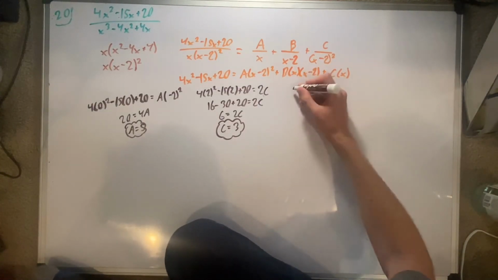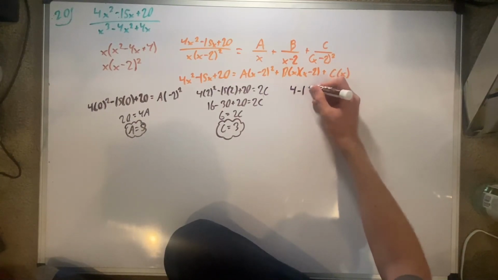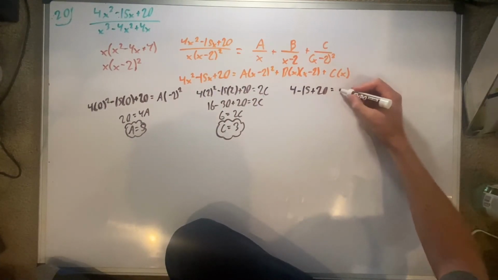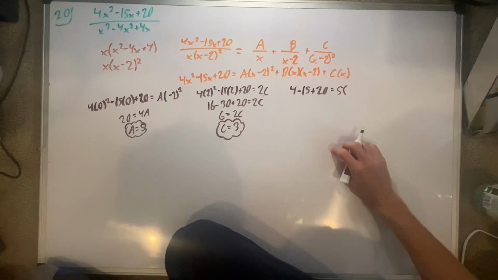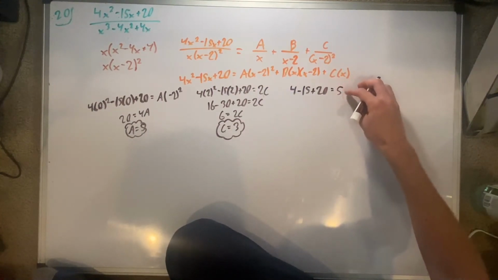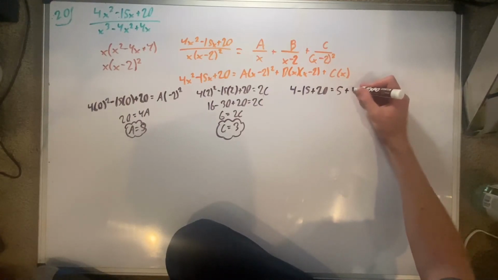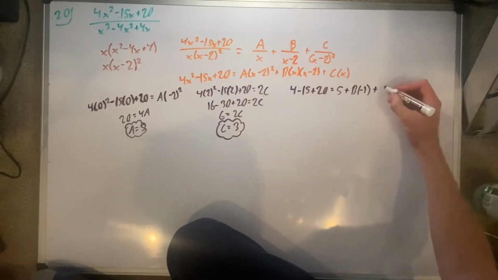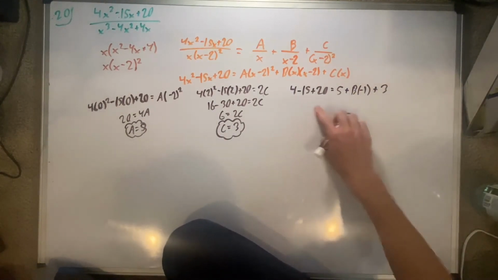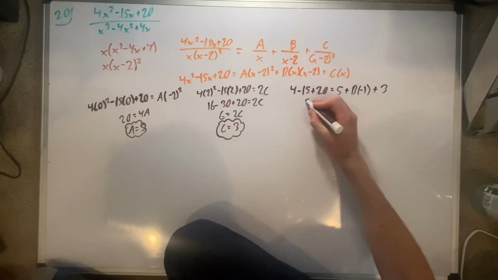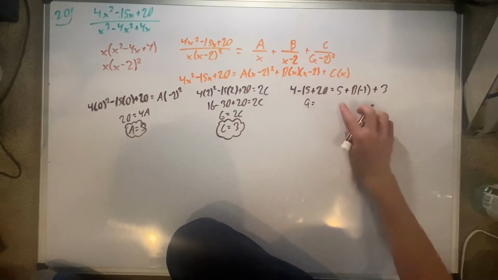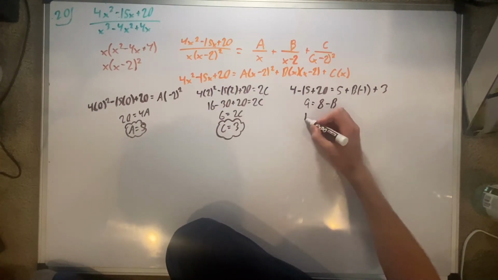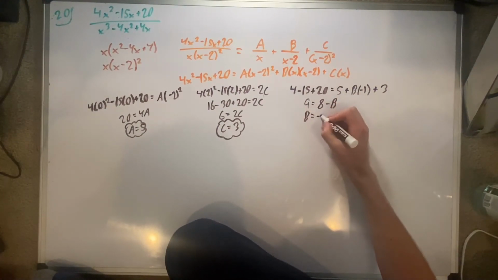So if we plug in 1 for x, we'll be left with 4 times 1 squared, so minus 15 plus 20, and then is equal to 5 times 1 minus 2 is negative 1 squared is just 1, so this would be just 5, plus b times 1 times negative 1 plus c, so 3 times 1 is just 3. So then we'll go about and solve this. So that would be 9 is equal to 8 minus b. So add that b over, subtract that 9 over. B is equal to negative 1.